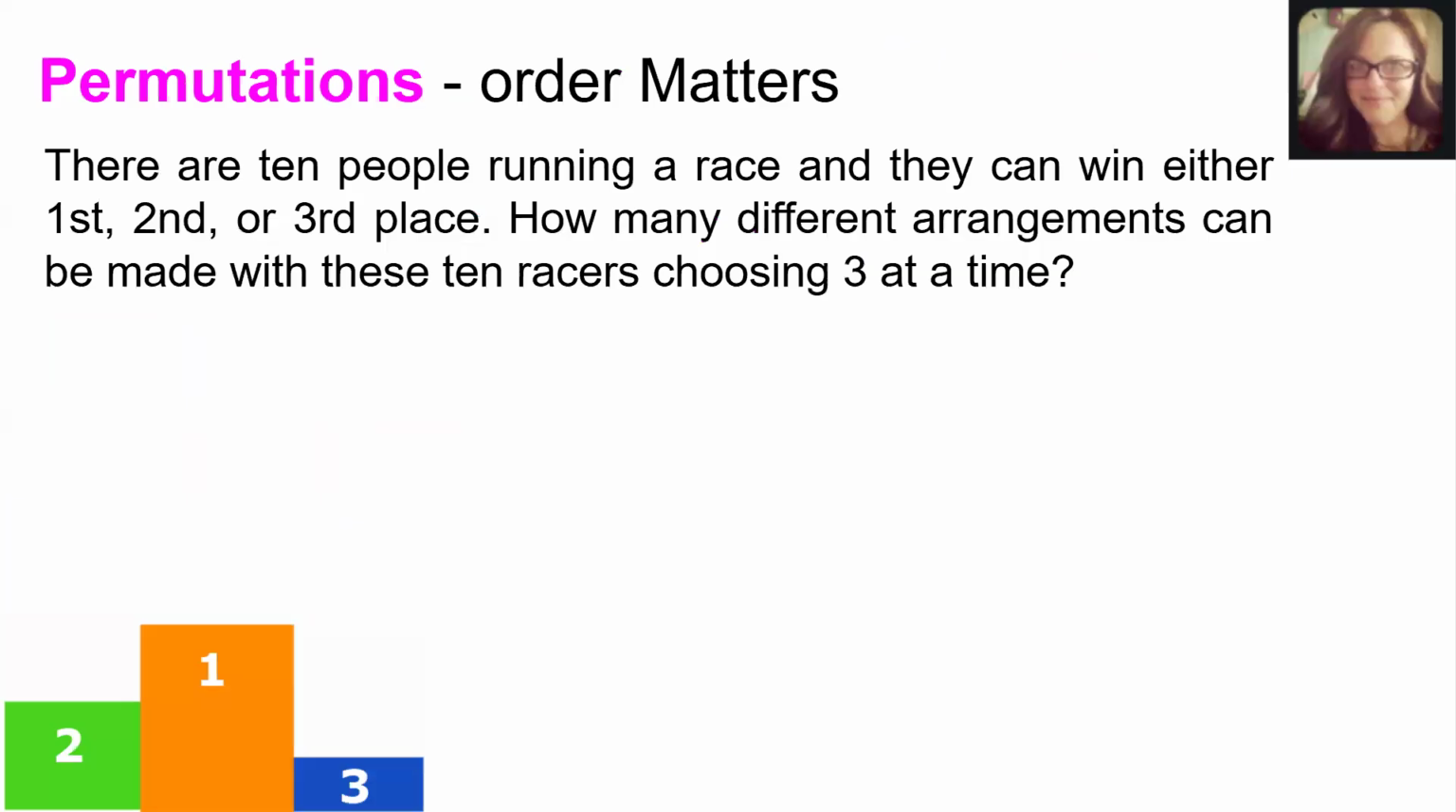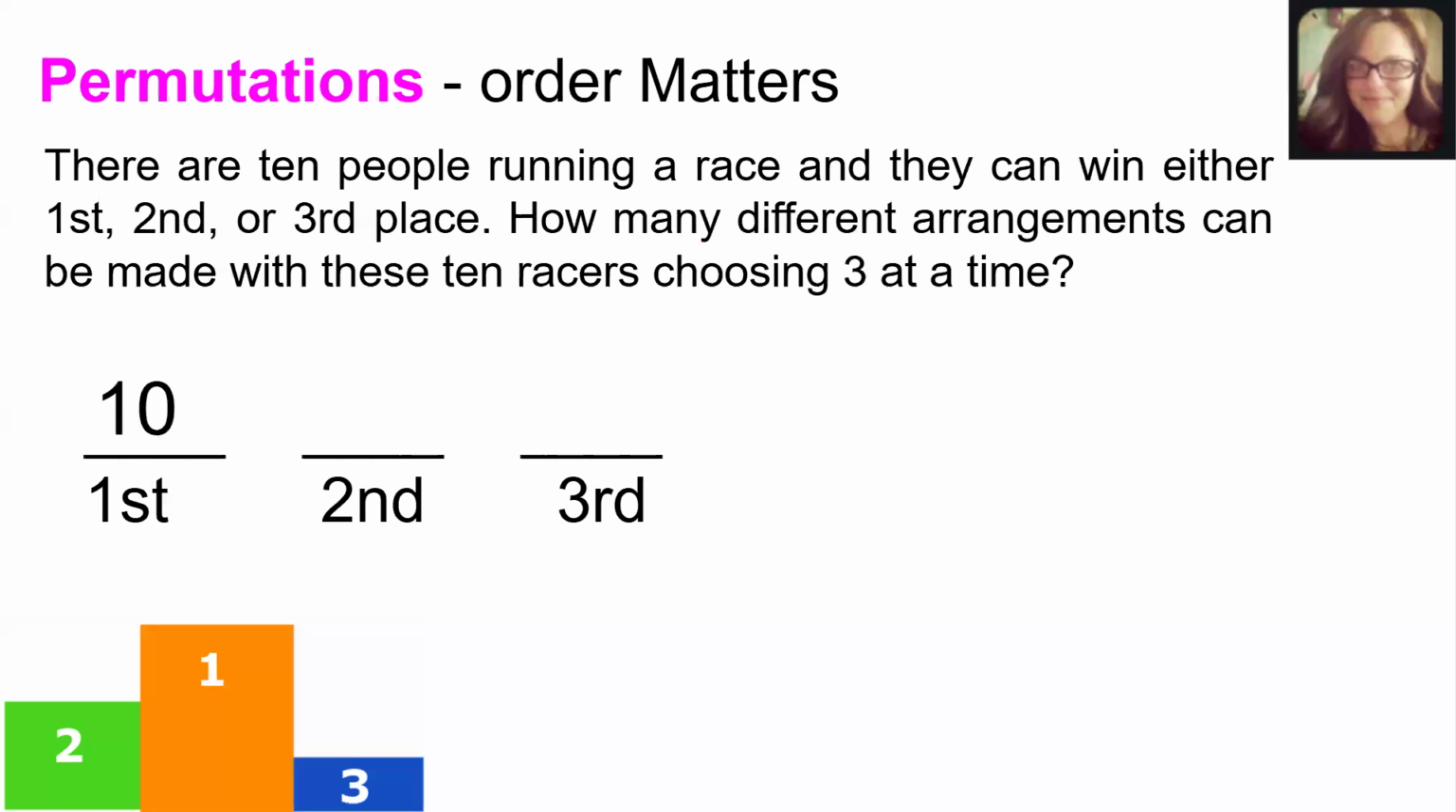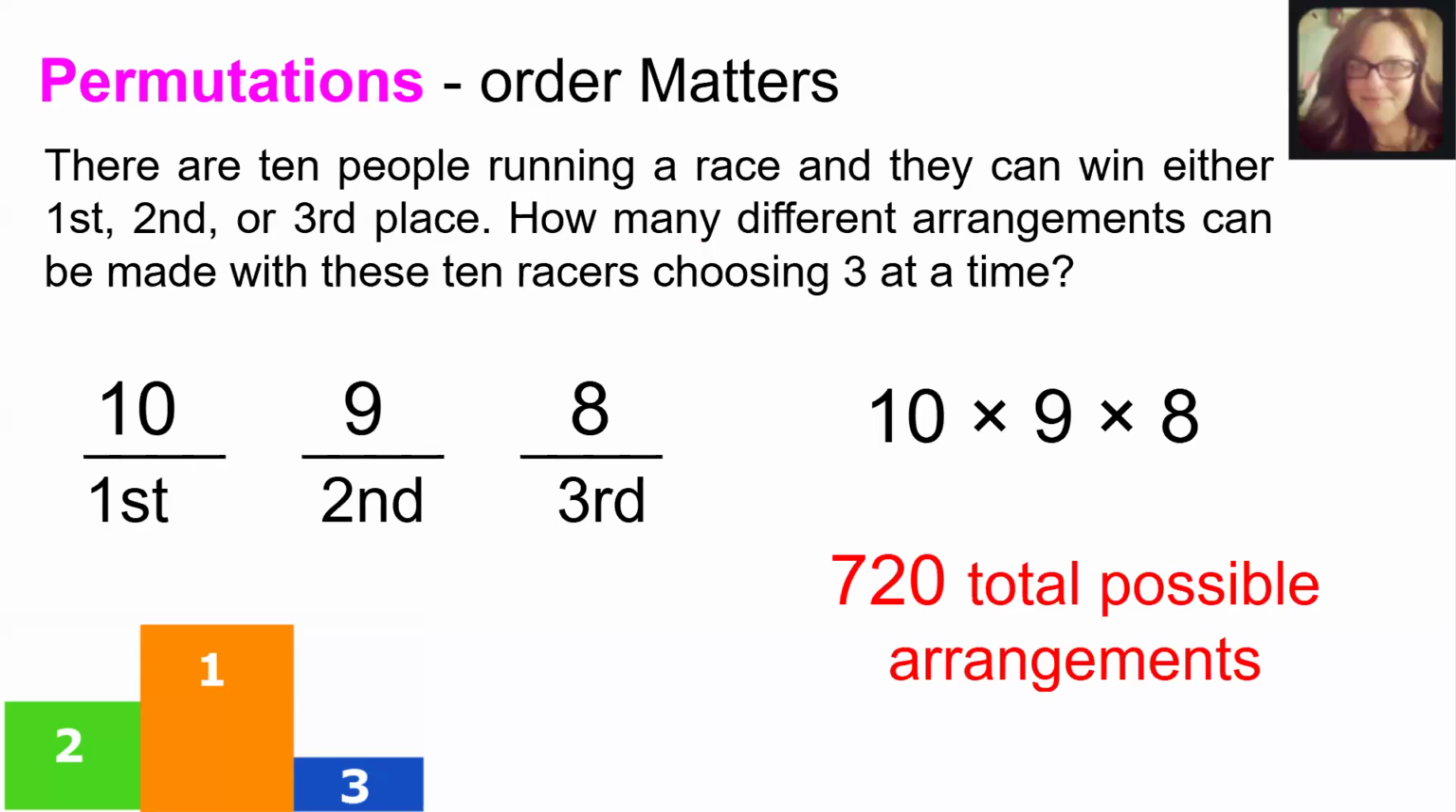Let's focus on permutations. There are 10 people running a race, and they can win either first, second, or third place, so order matters. How many different arrangements can be made with these 10 racers, choosing 3 at a time? So we've got 3 positions, first, second, and third. There are 10 people that could win first place. Once somebody wins first place, there are only 9 racers left to win second place, and then 8 racers left to win third place. So we can multiply these together and we get a total of 720 permutations.